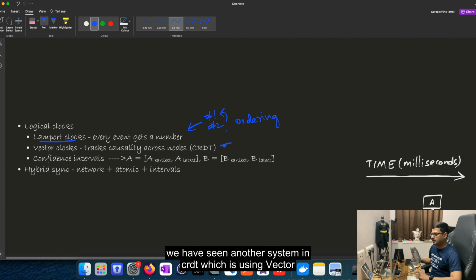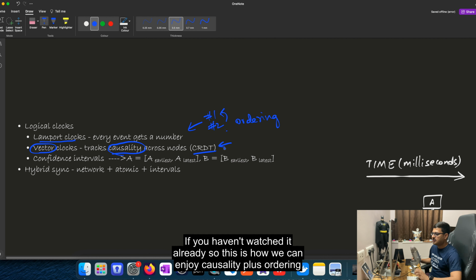And we have seen another system in CRDT, which is using vector versioning, also known as vector clocks, where we are ensuring causality across different nodes. We already saw how CRDT works, and we took examples and did a dry run using a timeline using CRDT's algorithm. So definitely check out that video if you haven't watched it already. So this is how we can ensure causality plus ordering.